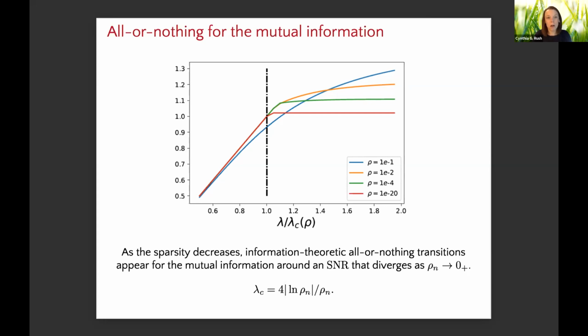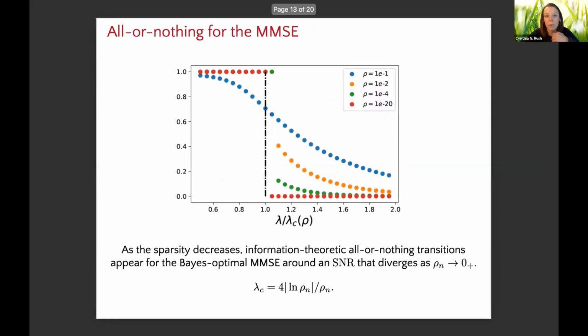So the idea is that for small rho, the mutual information increases linearly as the SNR increases up until a certain critical value, and then it flattens out as the SNR increases above the critical value. And so using this study of the mutual information, we can actually say something about the minimum mean square error of the problem.